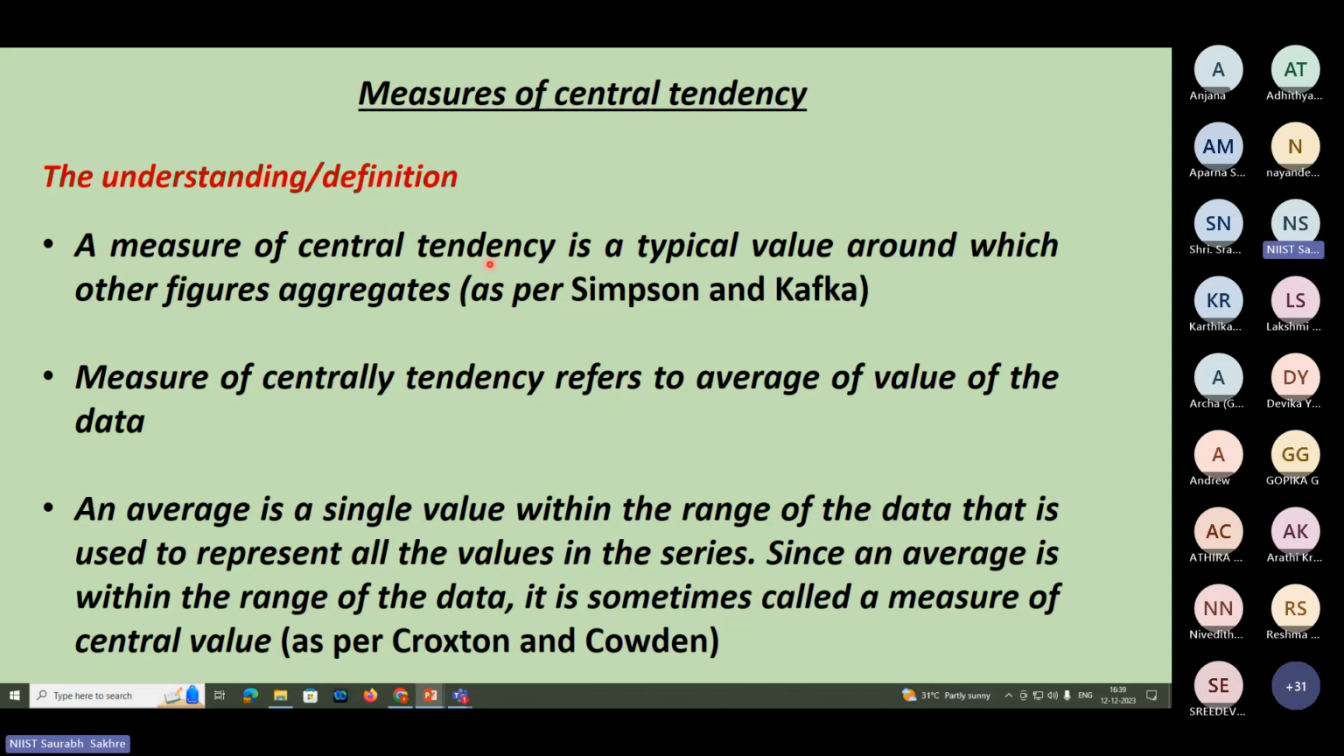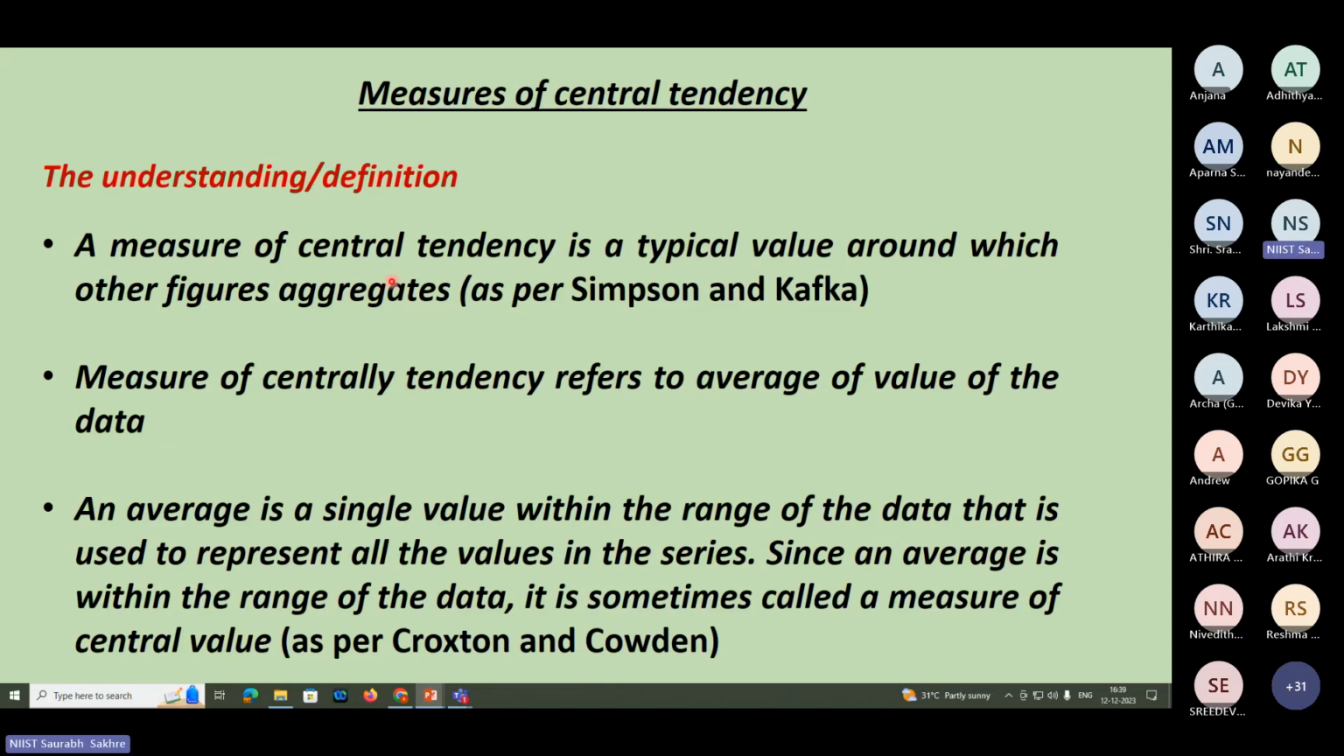A measure of central tendency is a typical value around which other figures aggregate. It means it will be a value around which all other figures will be aggregating. They will try to agglomerate near that particular point. That is what a central tendency is. Then, measure of central tendency refers to the average value of the data. If I say numerically, it refers to the average value of the data.